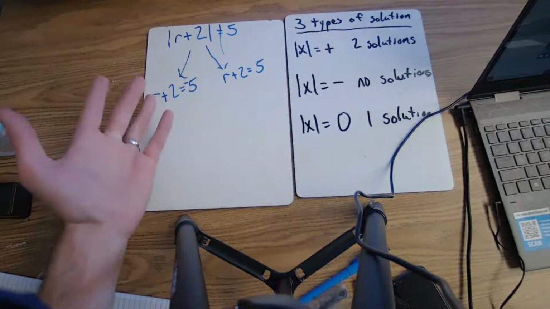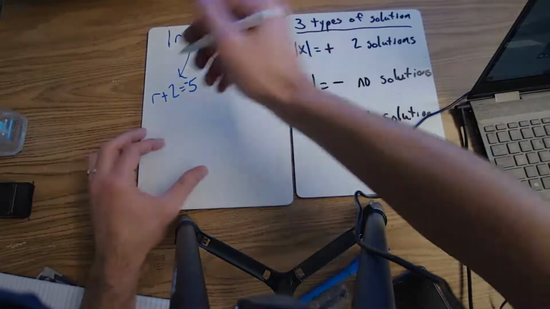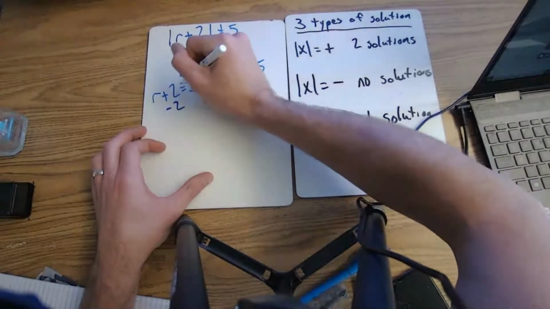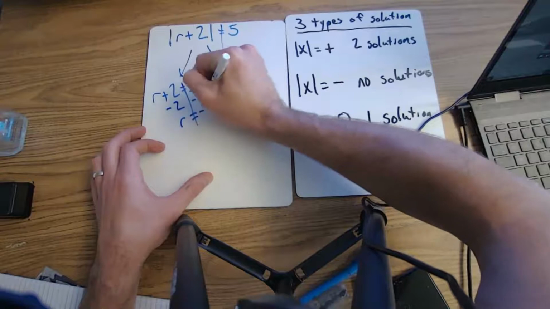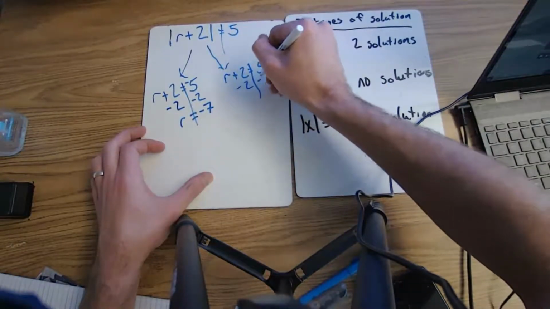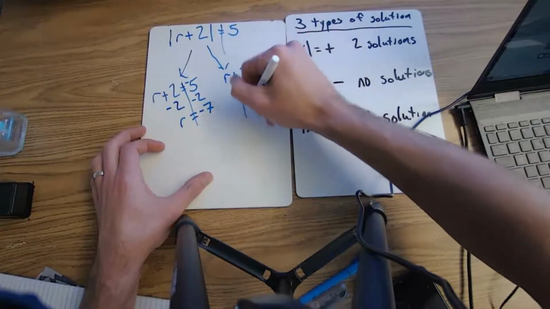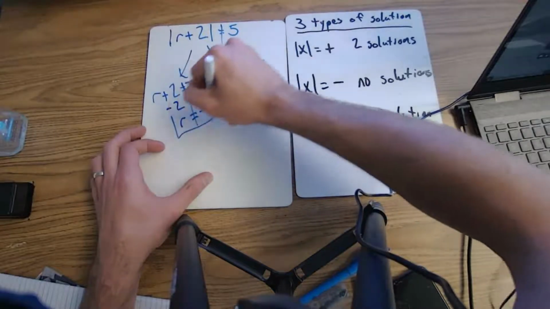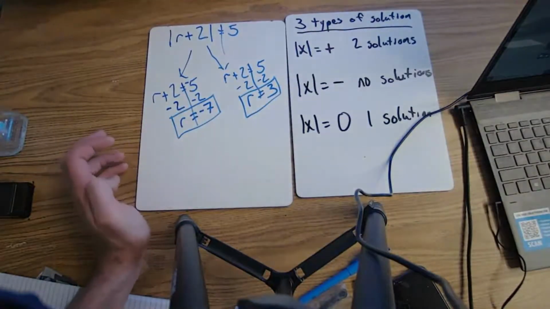Okay. And then from here, you do the same steps you would normally do solving an equation. Here I'll subtract 2 from both sides. R could equal negative 7. Over here I'll do the same thing. I'll subtract 2 from both sides. R could equal positive 3. There are my 2 solutions.